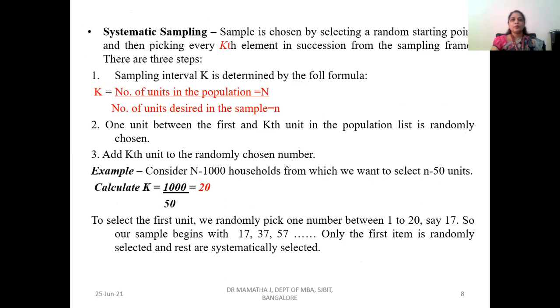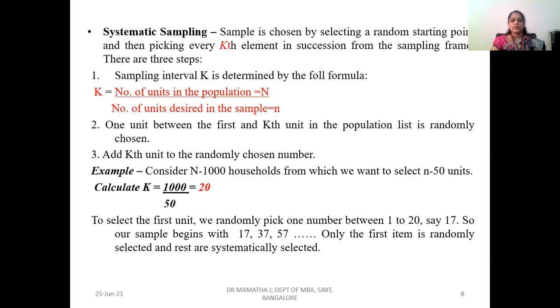So which element to pick. It is not random. Okay, you are picking randomly, but with some difference between each unit. So how we are going to do is, first you should know capital N and small n, that is the population size and the sample size. So when you divide the population size by the required sample size, you are going to get a value known as k.